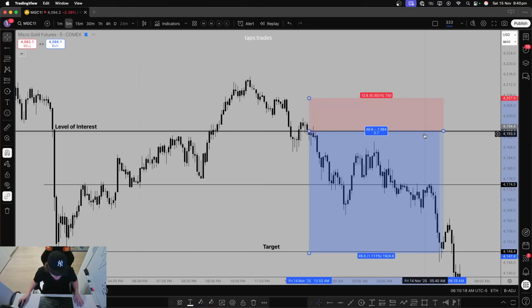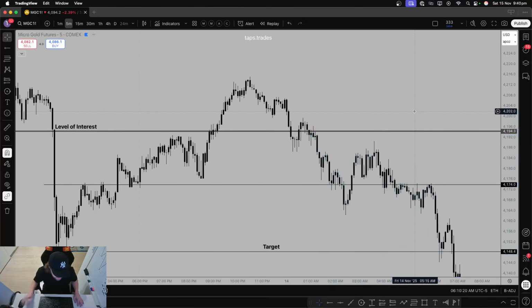Unfortunately, it didn't work out for me because I trade the London session. The London session is 3 a.m. using the New York time zone. New York time zone at the moment is UTC -5. So the London Open would have been around 3 a.m., which is around this point in time. So unfortunately, I missed the move.